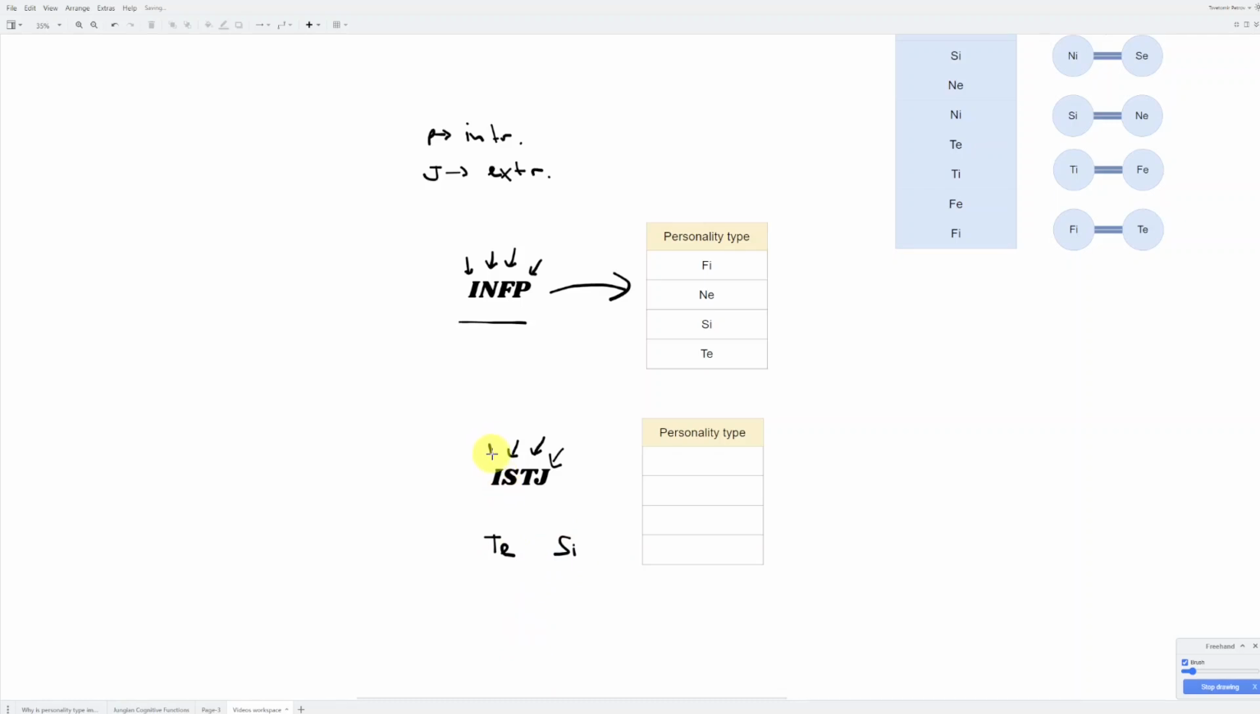And now we look at this letter I to understand which of the functions is first in the stack. And since this type is introverted, it means that Si is going to be first. So the type is going to be Si and Te, which means the third function is going to be Fi and the last is going to be Ne. And this is the ISTJ type.